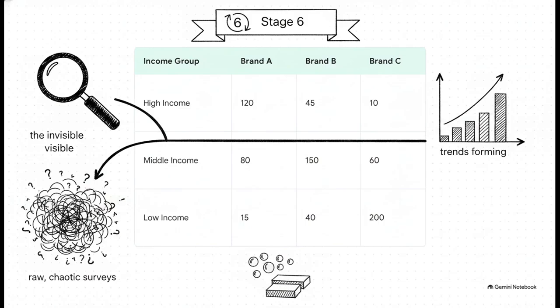Let's bring Stage 6 to life. Imagine we've taken those raw, chaotic surveys from our bathing soap mystery and tabulated them by income group against the specific brands. Instantly, those unorganized numbers have shape. You don't need a math degree to see the trends forming here. High-income buyers are heavily favoring brand A, while low-income buyers are overwhelmingly choosing brand C. Classification literally makes the invisible visible.